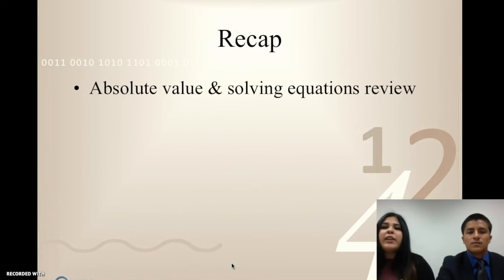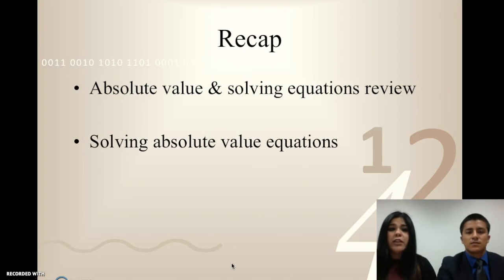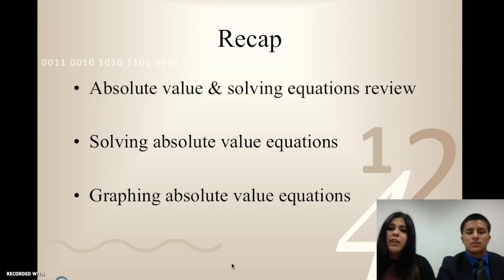Okay, so for a recap, everything that we went over today, we started with a review on absolute value and solving equations, and then we went over and started solving absolute value equations. Then we went over to graph absolute value equations.